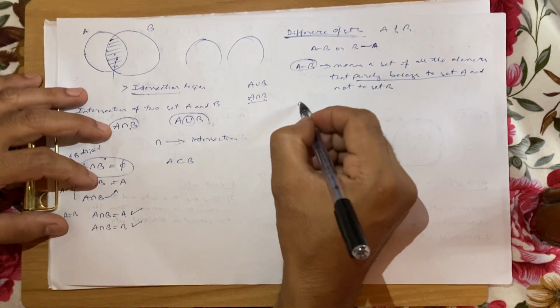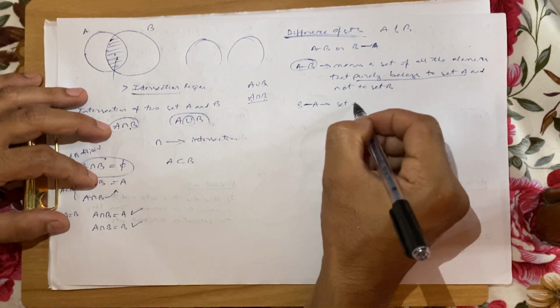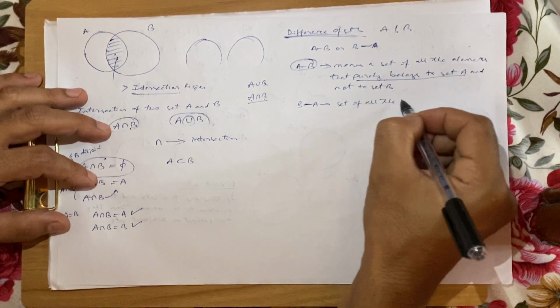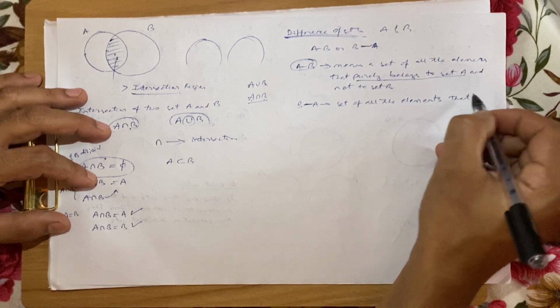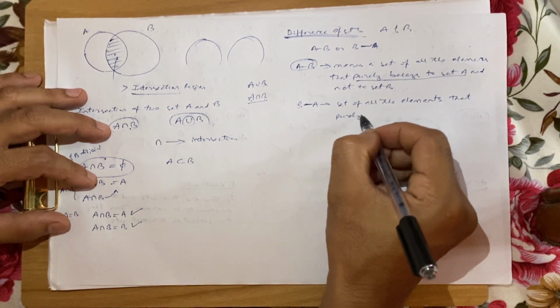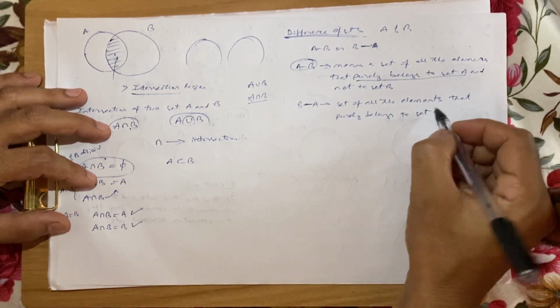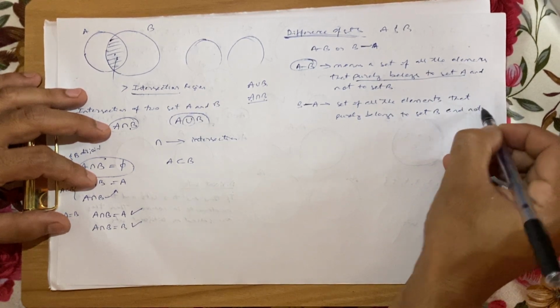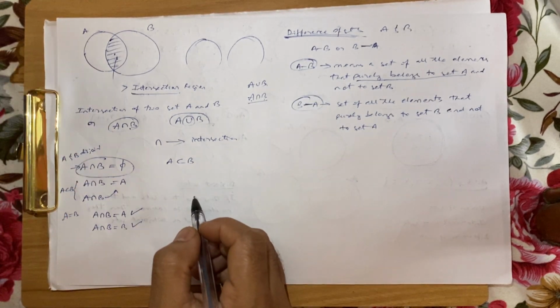And what is B minus A? B minus A means the set of all the elements that purely belong to set B and not to set A. So this is the meaning of B minus A.